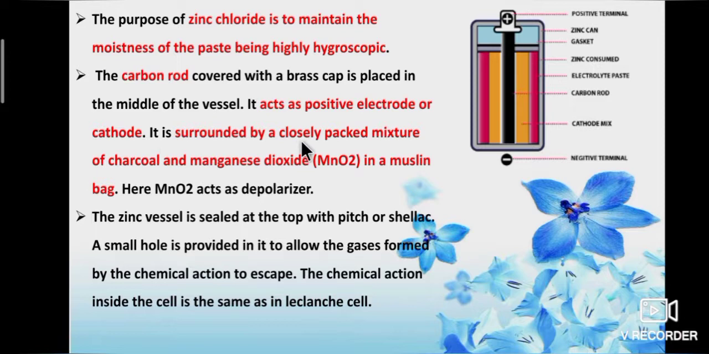It is surrounded by a closely packed mixture of charcoal and manganese dioxide in a muslin bag. What is a muslin bag? Muslin means woven cotton fabric. Here manganese dioxide acts as a depolarizer. What is a depolarizer? A depolarizer is used in a primary cell to prevent hydrogen gas bubbles.